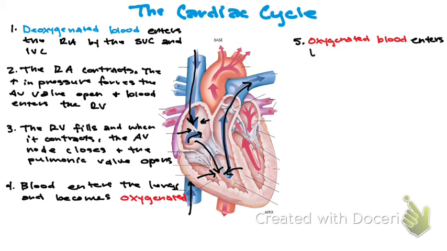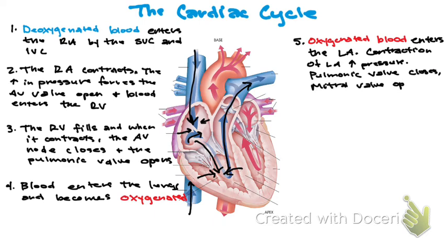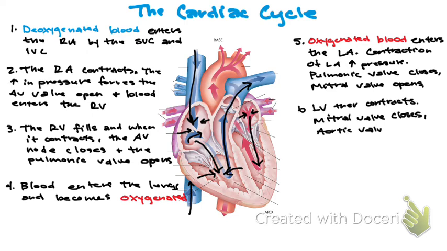Then oxygenated blood enters the left atrium. Contraction of the left atrium increases the pressure, and then the pulmonic valve closes and the mitral valve opens. Blood is then ejected into the left ventricle, which then contracts. The mitral valve closes, the aortic valve opens, and then blood is pumped into the rest of the body through the aorta.